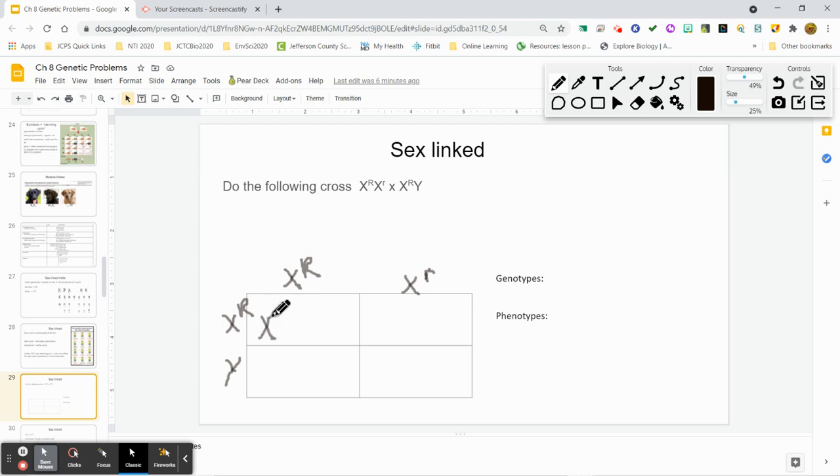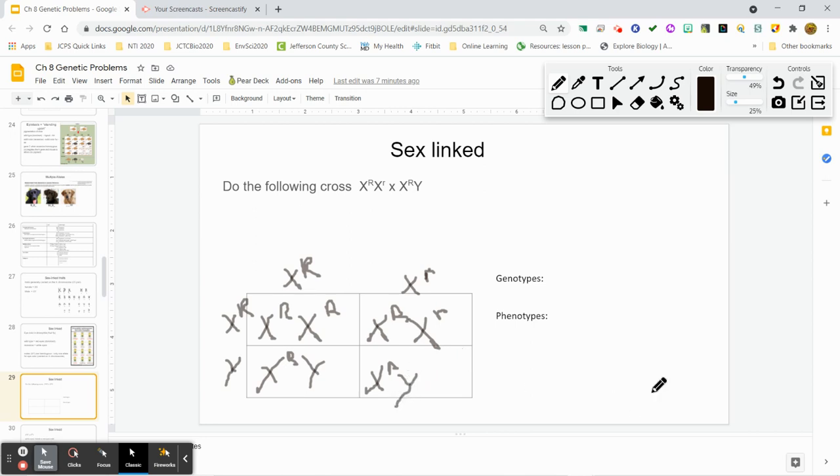So this is going to be X big R, X big R. This is going to be X big R, X little r. This is going to be X big R, Y, X little r, and then Y.